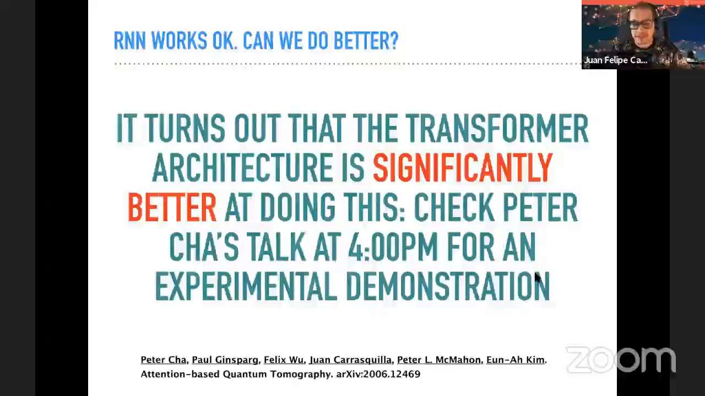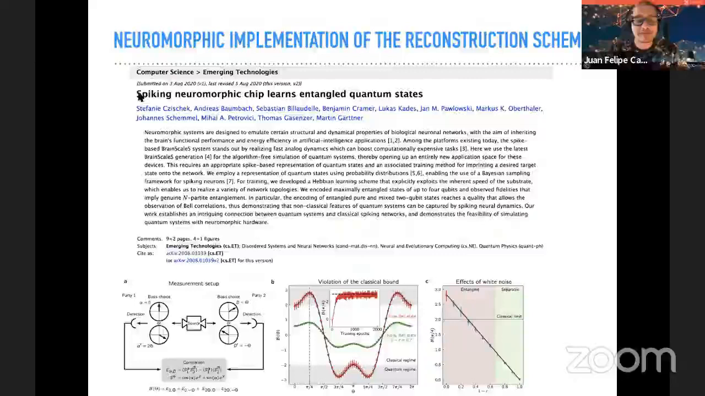The other thing that I wanted to highlight, which is very exciting for me, is that there's a neuromorphic implementation of the reconstruction scheme using the POVMs by Stephanie Chischek, who was one of our chairs in the morning. So I encourage you to take a look at this exciting paper where they reconstruct Bell states using neuromorphic chips, and they indeed observe Bell violation. It's a very exciting piece of work, so I encourage you to take a look at this.